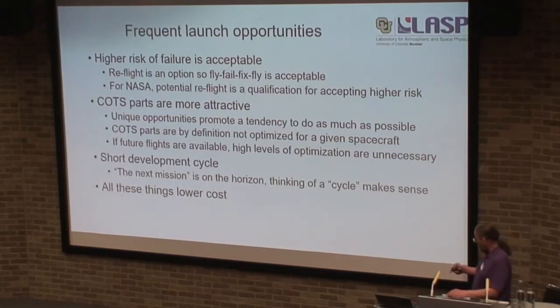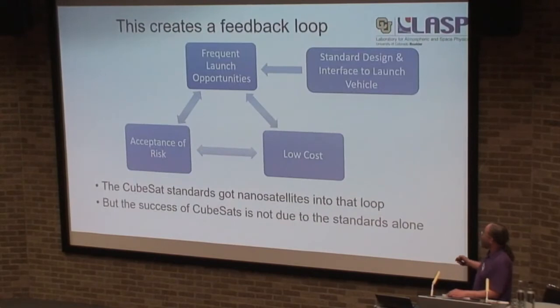Short development cycle, I don't want to say a lot about that. All of these things reduce cost, and what I think that does is it creates kind of a feedback loop that I really like. The design standards were what kicked it off by allowing these frequent launch opportunities, but then because you have frequent opportunities, you can accept risk. Because you can do that, it's low cost. Because it's low cost, you can accept risk, and it all gets into a cycle where you're evolving very quickly to have a lot of opportunities at low cost.